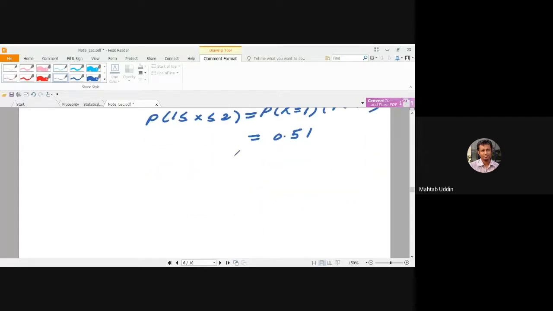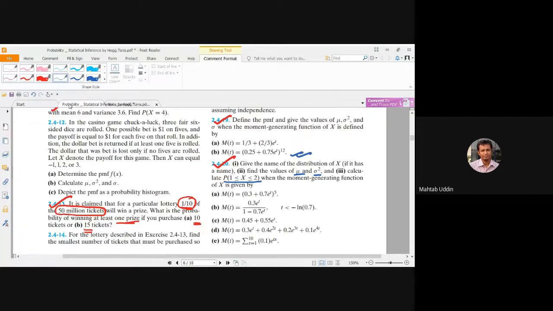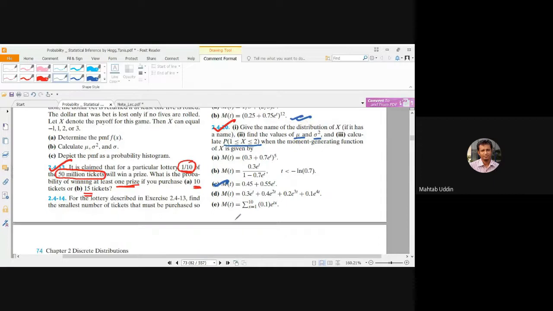Then C is homework. C is very similar to A, just n equal to 1. Then D. This is funny.